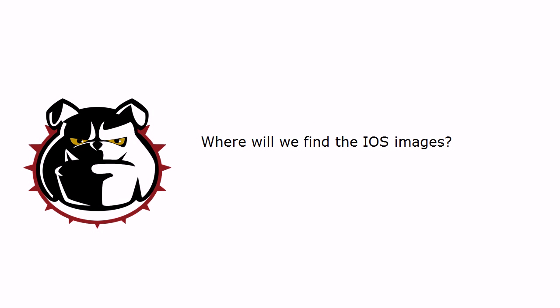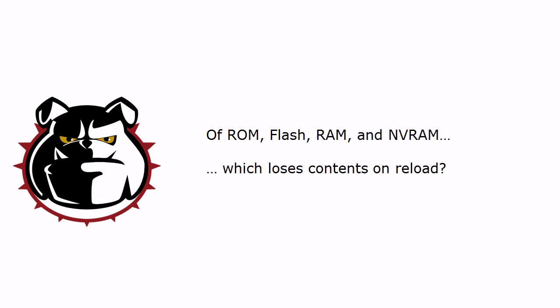Where will we find the IOS images on a Cisco router? Where are they kept? Of ROM, flash, RAM, and NVRAM, which one or ones loses the contents on a reload?